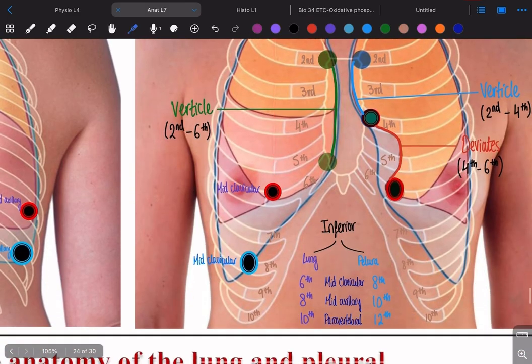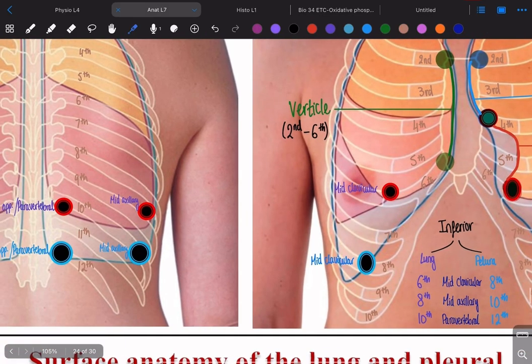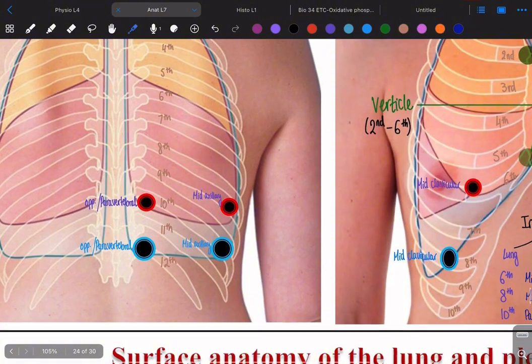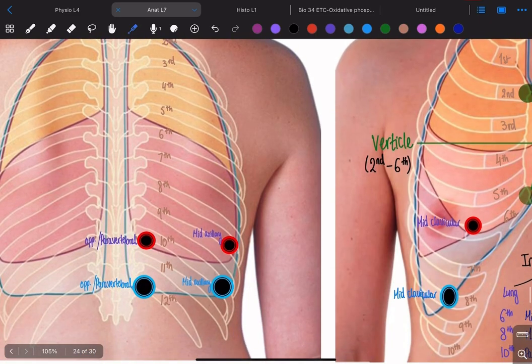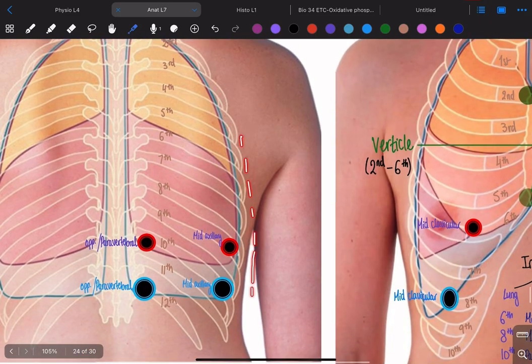Then we have 8. وين حنشوف 8? 8 we're going to go to the posterior side. 8 is going to be mid-axillary. So هنا maybe it looks like it's on 9, but it's actually on 8. يعني في آخر 8 هنا. It's going to be on the mid-axillary. Mid-axillary اللي هو يجي هنا, this line here. This is the mid-axillary. So it's going to be the mid-axillary line against the 8th rib.